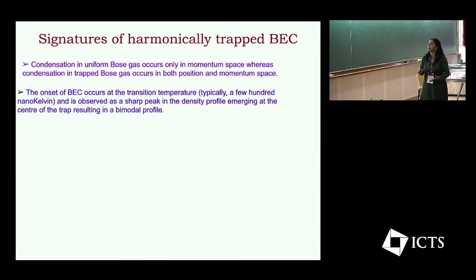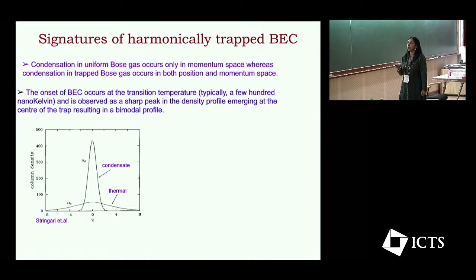So what is the signature of a Bose-Einstein condensate? In a uniform gas, Bose-Einstein condensation happens only in momentum space. But when the Bose-Einstein condensate is trapped, you have a special signature, which is very convenient for experimentalists to recognize: it happens in position space as well. The onset of BEC occurs at the transition temperature, and it's observed as a sharp peak in the density profile emerging in the center of the trap, resulting in a bimodal profile. So you will have a broad thermal profile and a very sharp profile for the condensate.